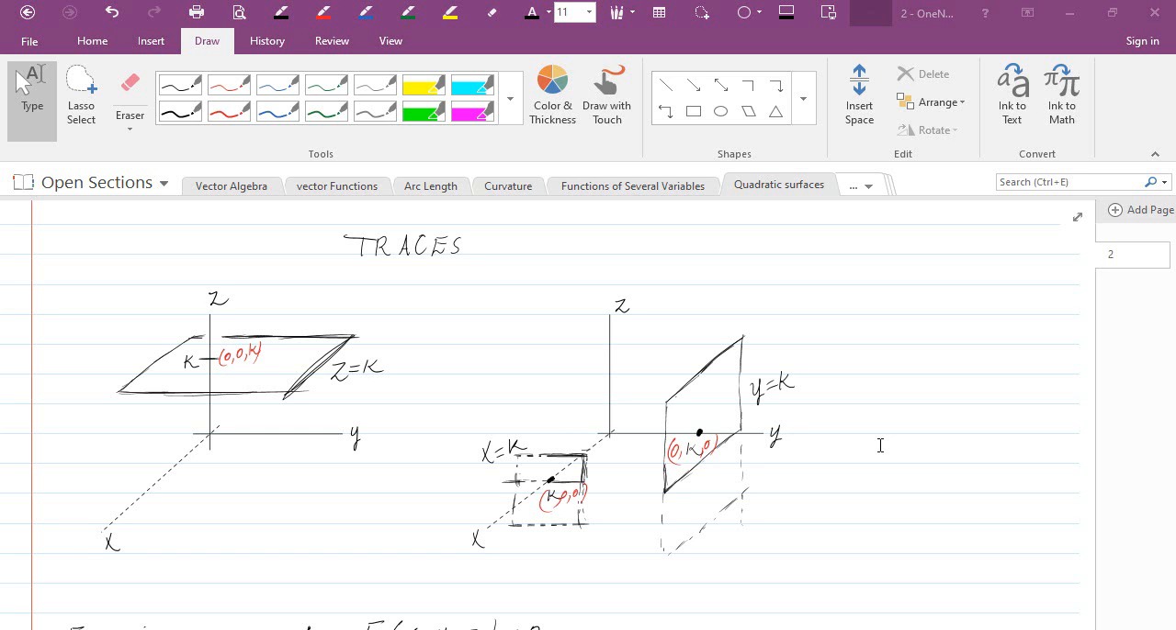So we now start talking about quadric surfaces. And before we talk about the quadric surfaces, we will first be looking at traces, and then we will look at the cylinders, and then we'll be looking at the quadric surfaces. So let's start with traces.